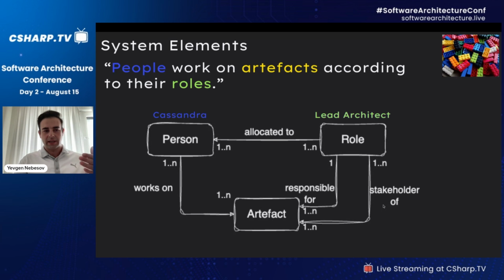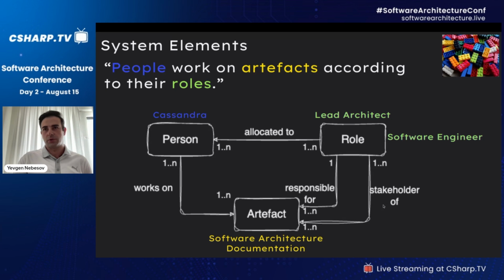So it's like allocating some service to a worker instance. And we could define the role of lead architect as responsibility for software architecture documentation. So basically in this notation, the role is not defined by what the person on whom the role is located is expected to do. The role is just defined as a responsibility for a certain technical artifact. And we could also say that the role of software engineer is a stakeholder of the artifact software architecture documentation.